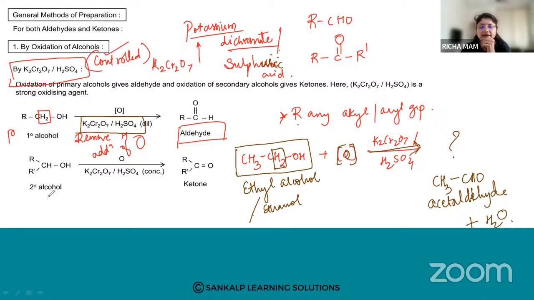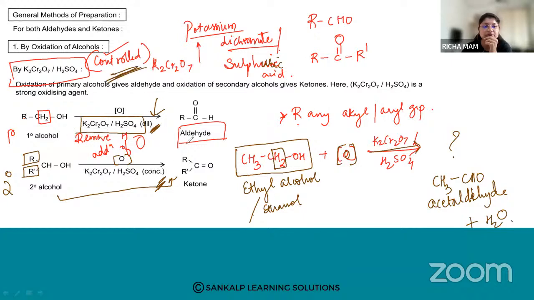If you take a secondary alcohol, you can see there are two R groups, right? It can be any alkyl groups or any aryl groups. If you treat it with K2Cr2O7 in the presence of concentrated H2SO4, here in the primary alcohol we are using dilute acid, dilute H2SO4. In secondary alcohols, we are using concentrated H2SO4. Why? Because we want to convert our secondary alcohol into ketone. It is called controlled oxidation.